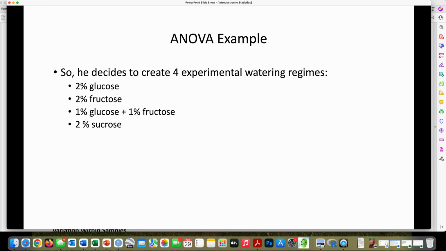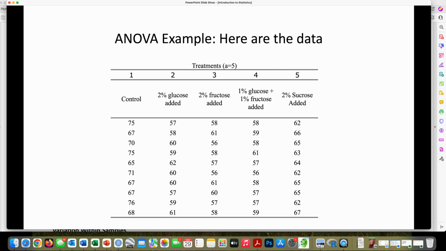He gave them a 2% glucose solution, 2% fructose, 1% glucose and 1% fructose, and a 2% sucrose solution. And he also had a treatment where it was just giving them straight water, which was the control. And then these are what the data look like. So the control grew by this much, the other treatments grew by that much.